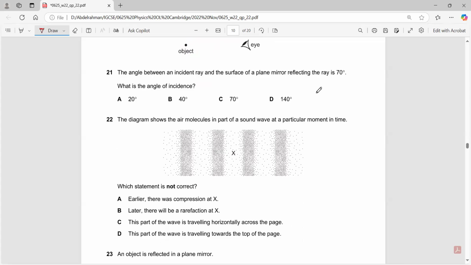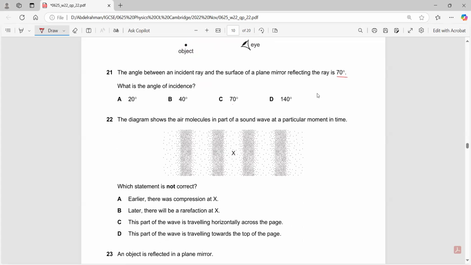What is the angle of incidence? The angle between an incident ray and the surface of a plane mirror reflecting the ray is 70 degrees. What is the angle of incidence? You'd be tempted to say 70, wouldn't you? Most of you would just say 70. Well, the angle of incidence is 70, so the angle of reflection is 70, which is wrong.